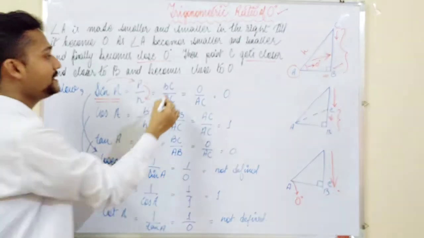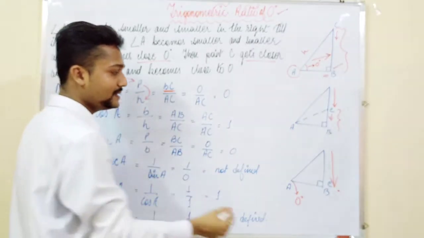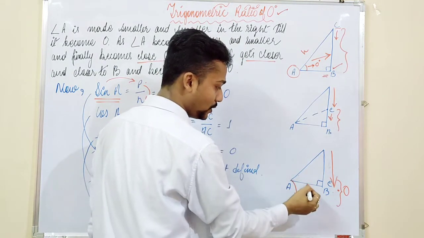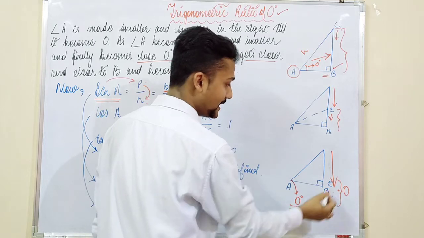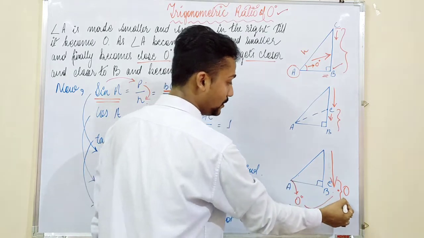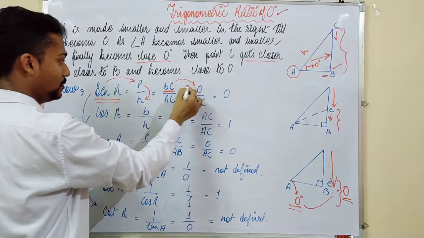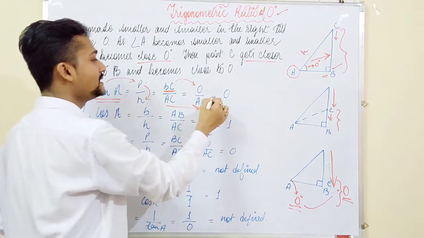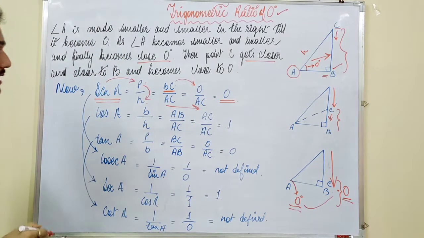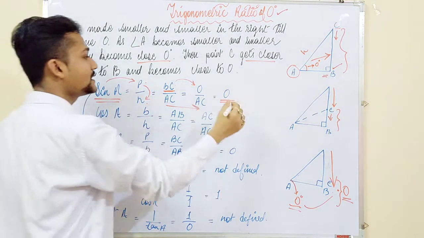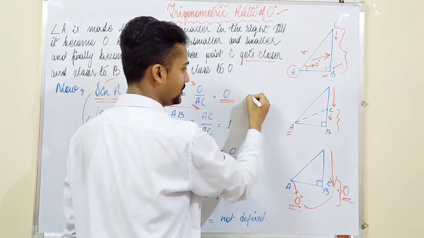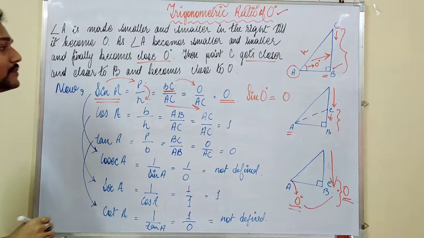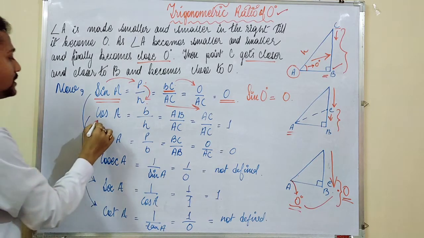Now you see, BC is equal to how much? BC is equal to 0, isn't it? Finally, when the angle A becomes smaller and smaller, it becomes 0 degree, and hence BC also becomes shorter and shorter and close to 0. That means here BC will be 0 and AC will remain as AC. Now 0 by AC is equal to how much? 0, isn't it? Now sine A is equal to 0. What is A? A is 0 degree. That means sine 0 degree will be 0. Clear?